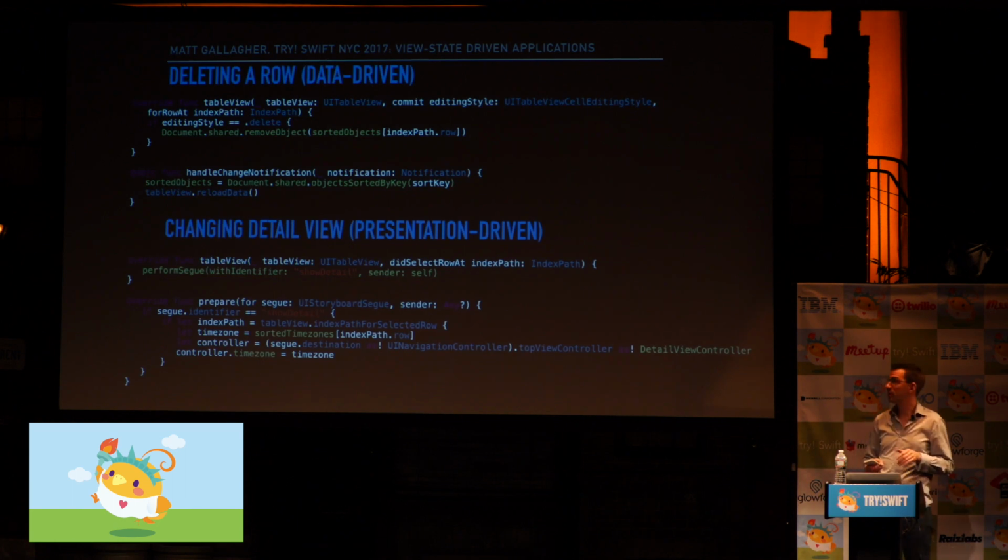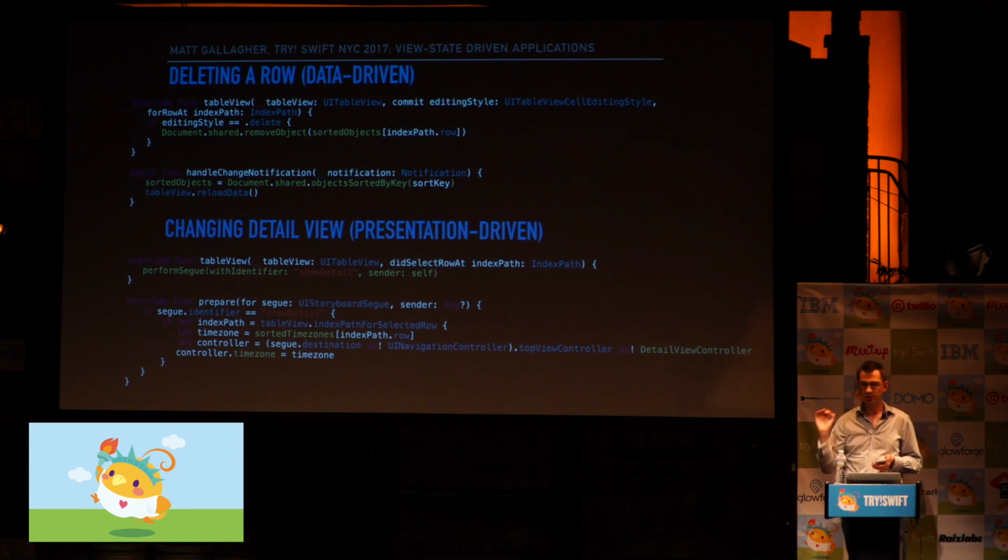Now, I just want to show you in code the difference between these two ideas. And let's have a look at a data-driven path. The data-driven path is there at the top. If we delete a row in a table, that's a data-driven path. The first thing we do is that top green line you can see, which is we remove the object from the store. And then at a later point, we handle a change notification from the store. We resort the objects, and we reload the data in the table. So that's a data-driven change.